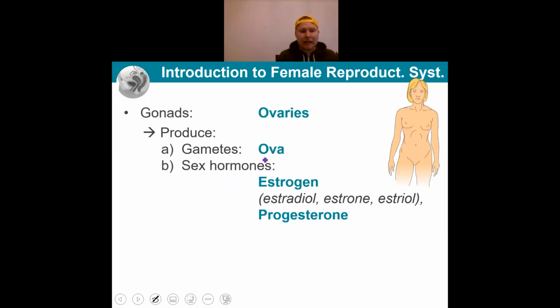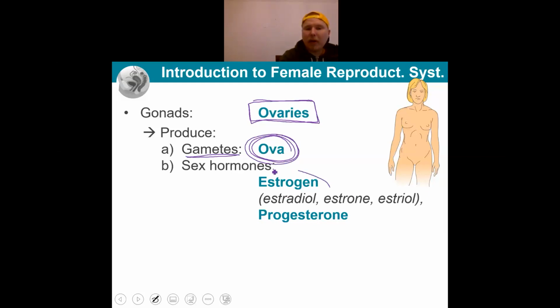And let's just start with some of those terms that we looked at earlier on. So the gonad, the primary sex organ for the females, is going to be the ovaries. And ovaries produce the gametes, which were the sex cells. That's going to be the ova or ovum. So the egg cell that we talk about, you can see that term being used as well. And there's certain sex hormones that we want to be familiar with, so estrogens and progesterones.